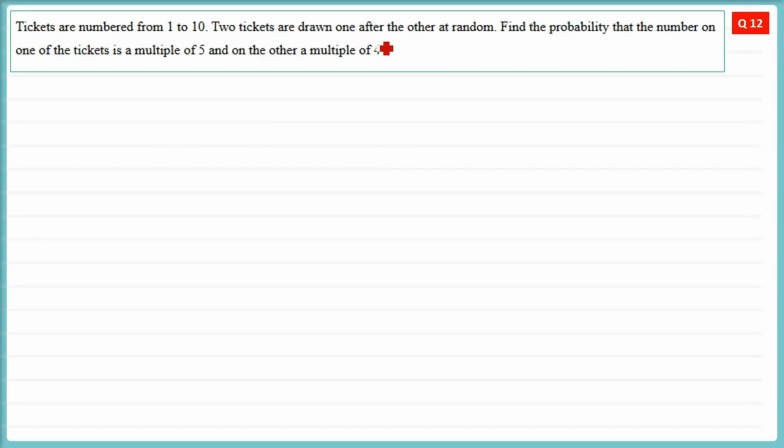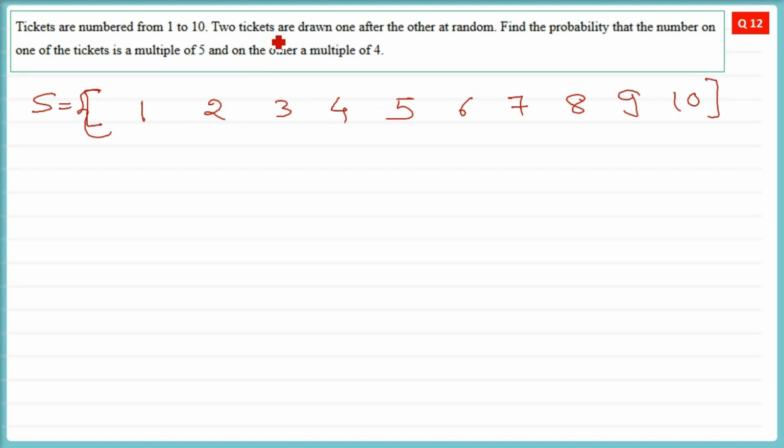Tickets are numbered 1 to 10. 2 tickets are being drawn. Find the probability that the number on one of the tickets is a multiple of 5 and the other a multiple of 4. It's better, I always suggest that you write these numbers. When the sample space is written clearly, the other sets can be easily formed. So the curly braces should be put: 1, 2, 3, 4, 5, 6, 7, 8, 9, 10. These are all the tickets which are numbered 1 to 10. I apologize for these square brackets. It has to be curly brackets and all the elements have to be separated by a comma.